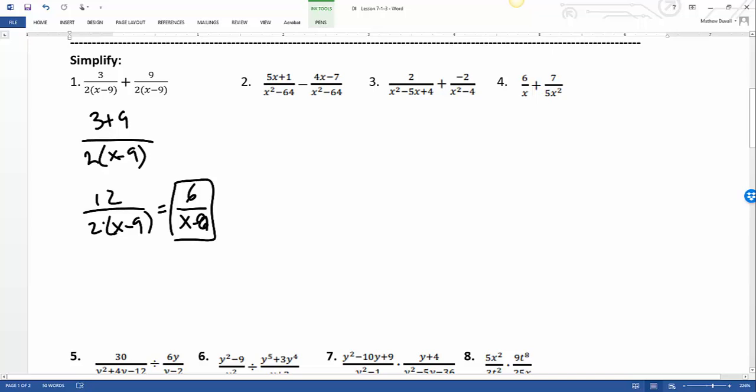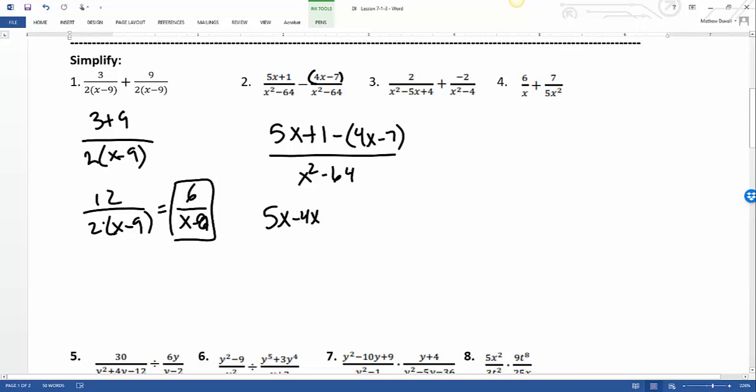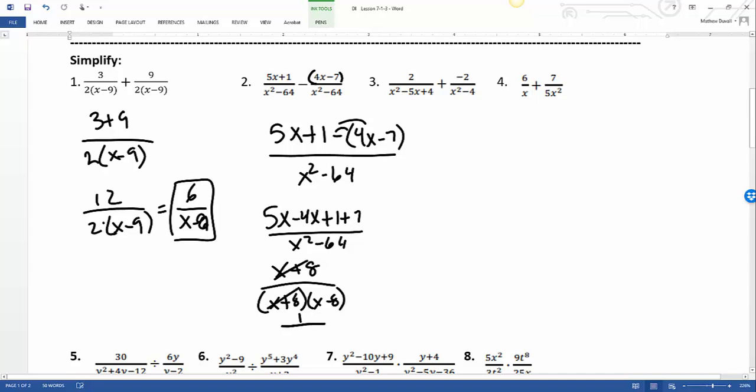For this next one here, remember for subtracting, you're subtracting all of it. So this is 5x plus 1 minus 4x minus 7. And I can combine those together because the denominators are the same. So this is going to distribute, so you're going to get 5x minus 4x, and then this will be 1 plus 7. So the x's cancel out, so you get x plus 8 over, and now I can factor the denominator. So x plus 8 over x minus 8, the x plus 8's cancel out, so I get 1 over x plus 8.